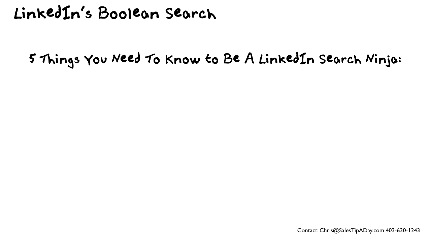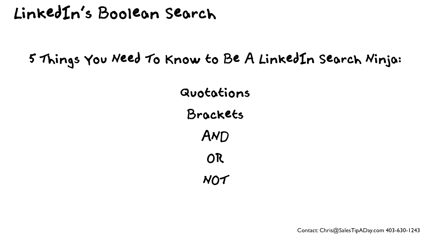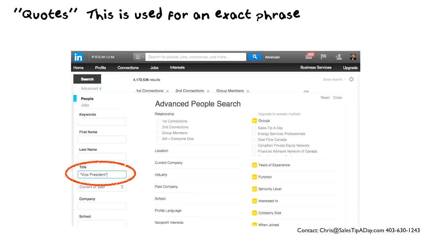There's 5 things that you need to know to be a LinkedIn search ninja as it relates to Boolean searches. First of all, LinkedIn uses quotations. I'll get into detail on these in a little bit. They use quotations, they use brackets, and they use uppercase AND, uppercase OR, and uppercase NOT. And these will become your new friends for allowing you to get a tremendous amount of results back from LinkedIn that are way more laser focused.